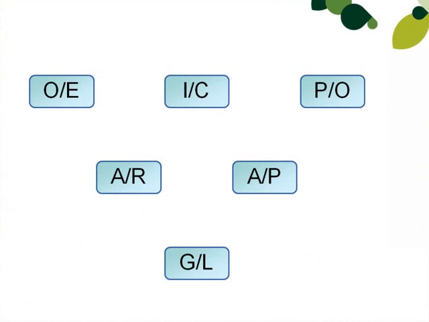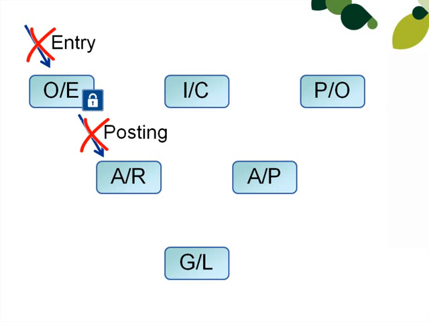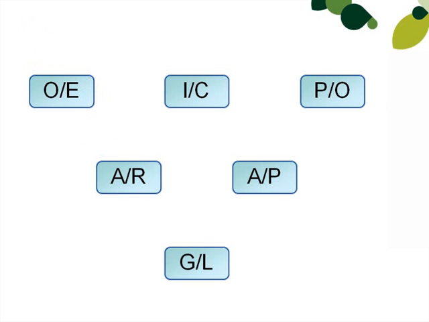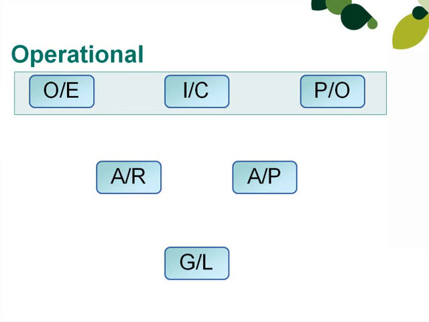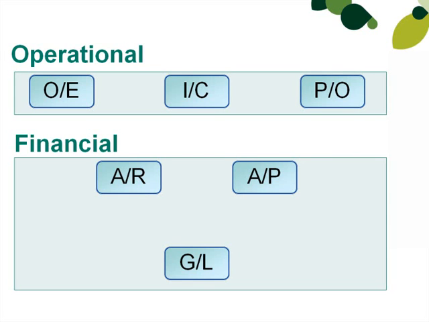Locking a fiscal period for a module affects only entry and posting of transactions within that module. However, many of the transactions you post in Sage modules create transactions for other modules. For example, creating and posting batches in operation modules such as order entry, purchase orders, and inventory control will also create batches in financial modules such as accounts payable, accounts receivable, and general ledger.